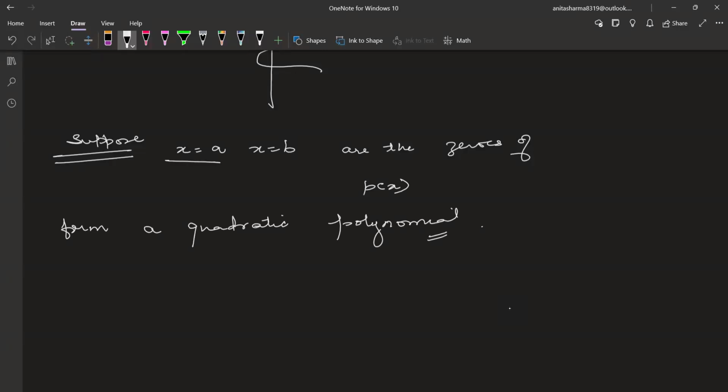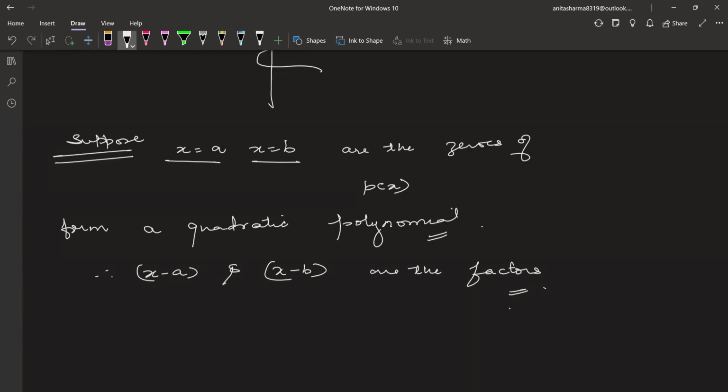See, x is equal to a and x is equal to b are the zeros. It means that x minus a and x minus b are the factors. Is it clear? Am I clear, beta? Yes, ma'am. These are the factors.